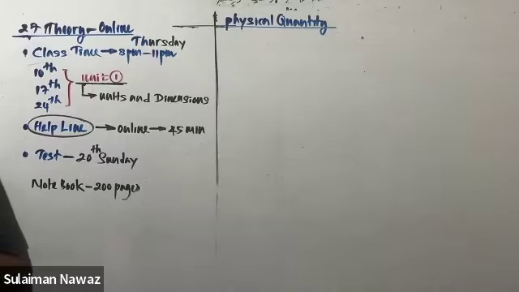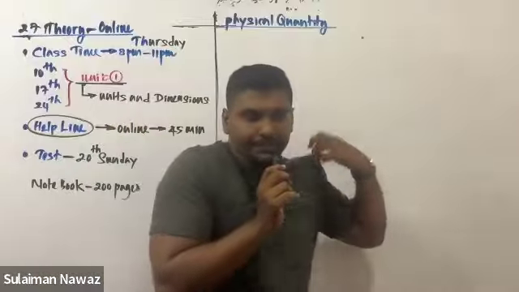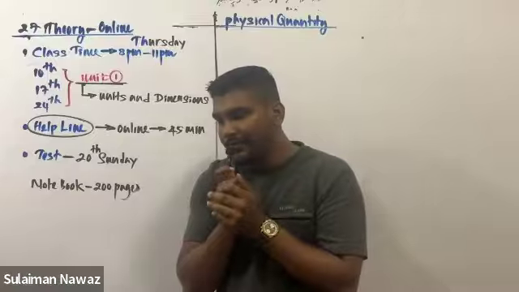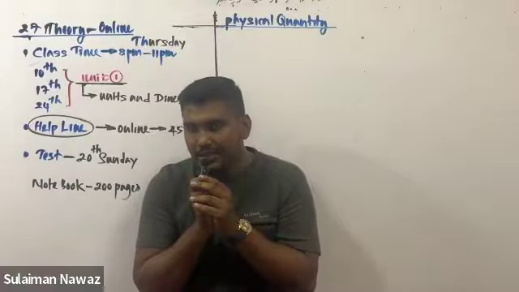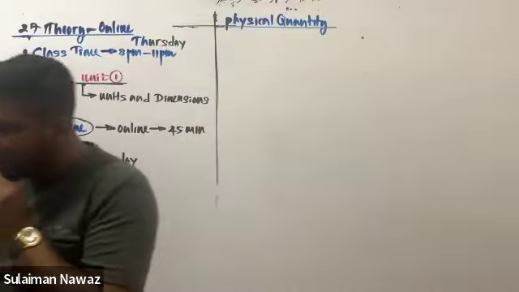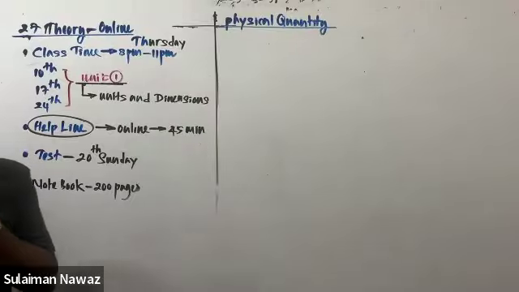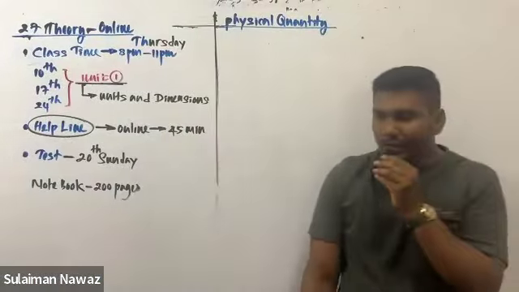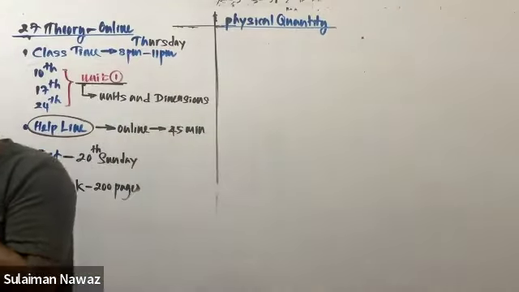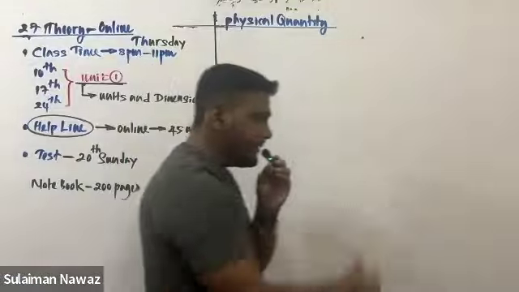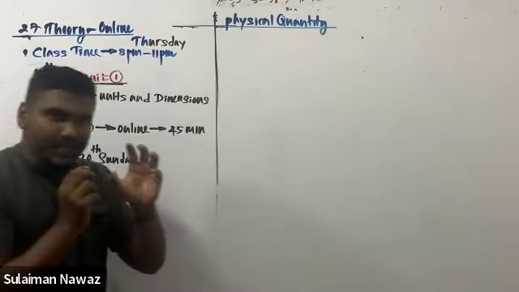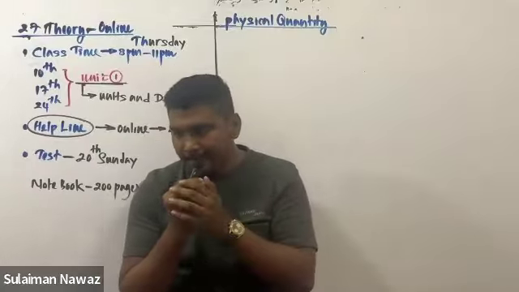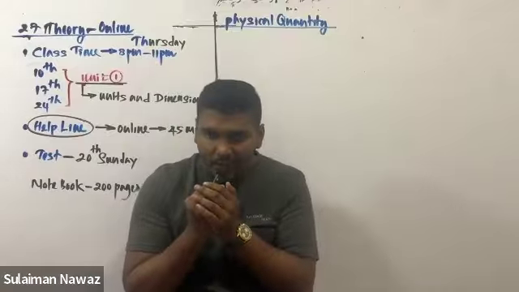Okay. Write down. Any quantity or quality which can be measured directly or indirectly is called a physical quantity.